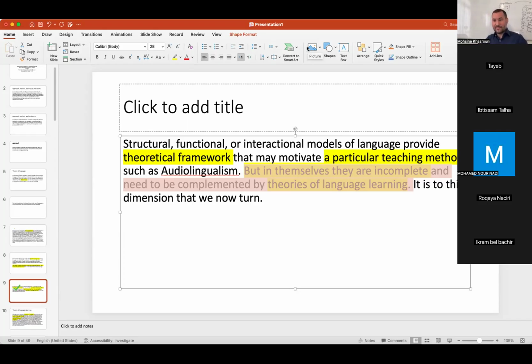For example, here the theory is like language as communication. Sorry, Tayyib, I couldn't hear you. Okay, so here, can you hear me, sir? Yeah, now I can. For example, when it comes to the theoretical framework, we have the theory of language and the theory of language learning.